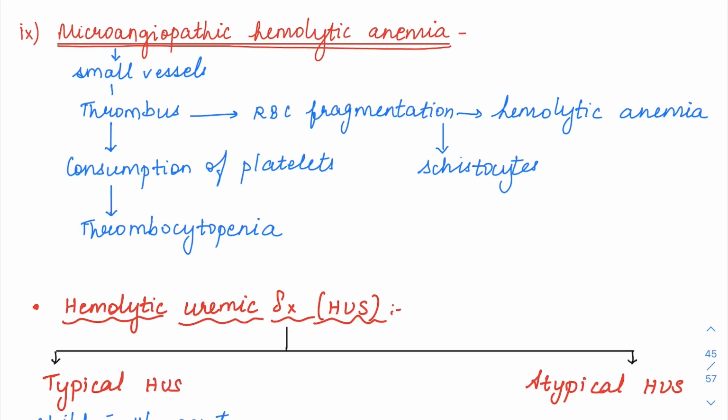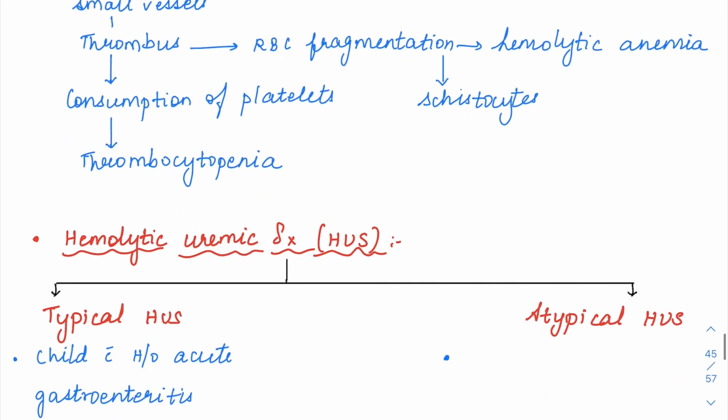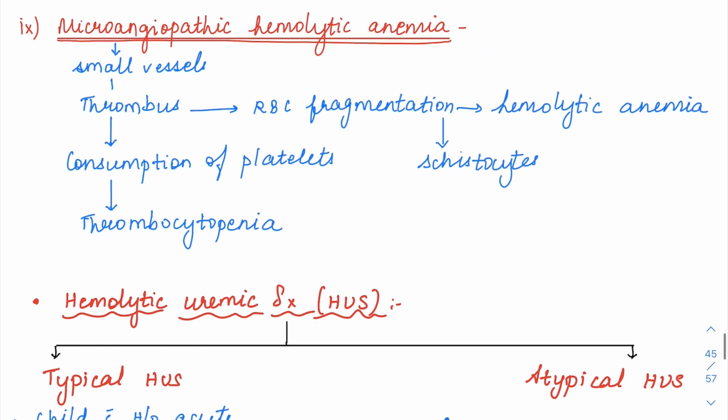The main ones are HUS, TTP and DIC. HUS is hemolytic uremic syndrome, TTP is thrombotic thrombocytopenic purpura, while DIC is disseminated intravascular coagulation. DIC we'll be studying in platelets, so HUS and TTP alone we'll see here. In both HUS and TTP, there is going to be some kind of formation of thrombus. In HUS, the cause for thrombus formation is going to be an endothelial injury, while in TTP, the cause for thrombus formation is going to be spontaneous platelet activation. Okay, so let's see what happens.